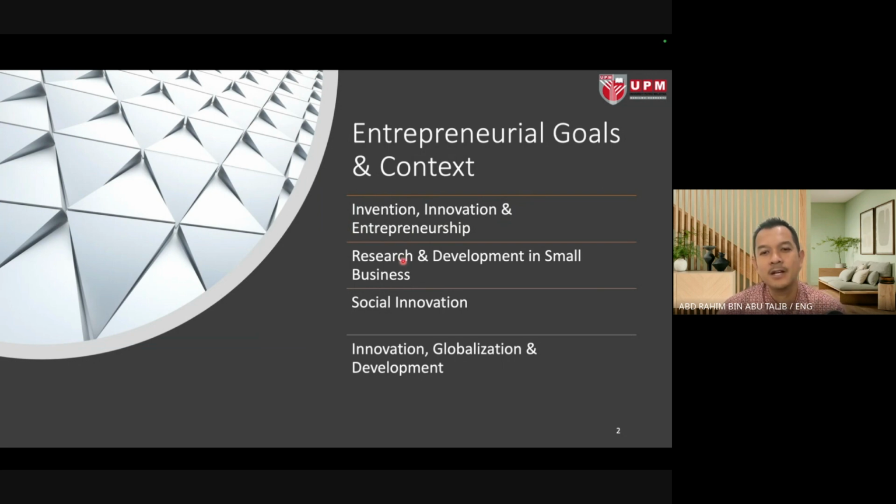And then we will go into the aspect of research and development in small business, and we'll touch a little bit on social innovation. Okay, and then we will wrap up our session today on the subtopic of innovation, globalization, and development with respect to countries, and we will look at Malaysia as the case study.